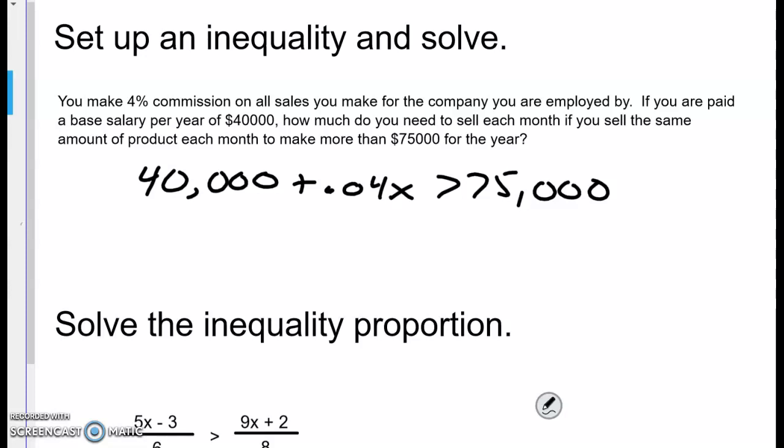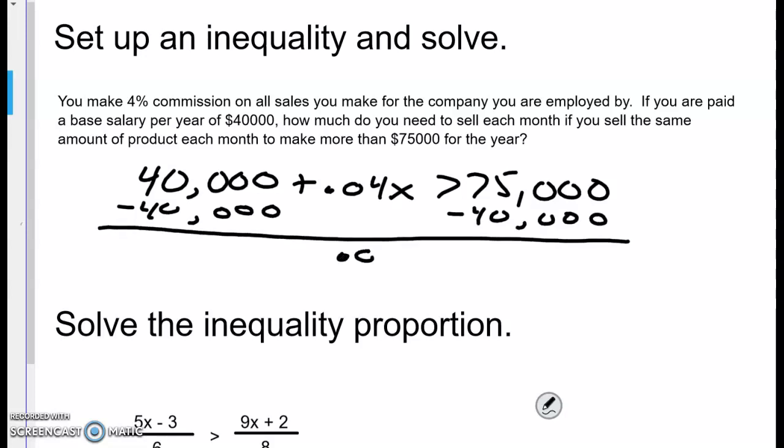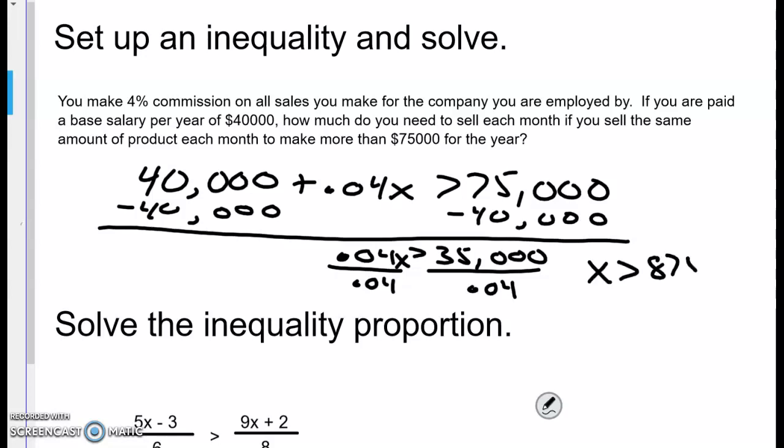Okay, which is 0.04 times X. I'm going to subtract 40,000 on both sides. So essentially, to make more than 75,000 for the year, I need to sell enough where 4% of those sales gives me more than $35,000. So I divide both sides by 0.04, and 35,000 divided by 0.04 is 875,000.